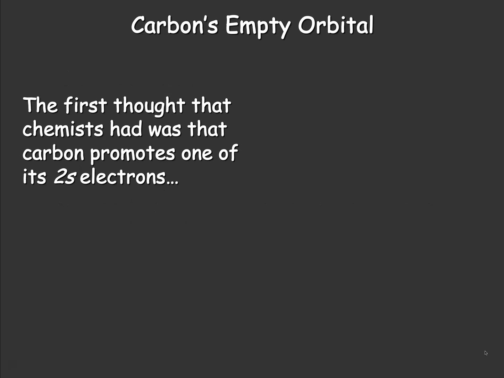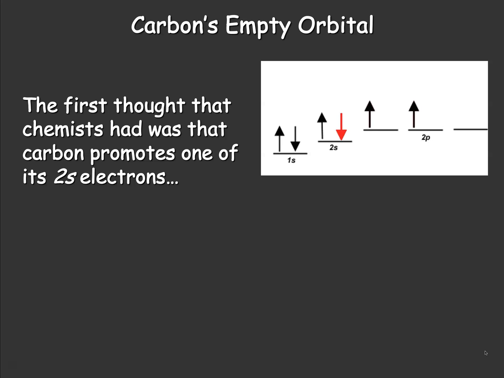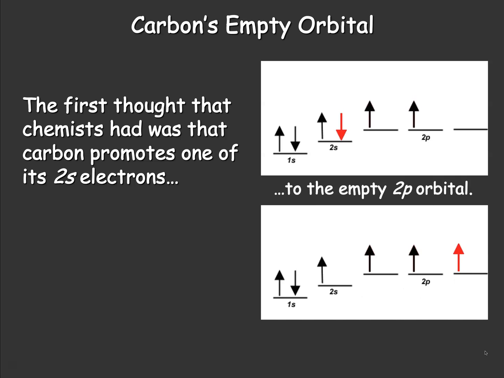Well, the first thought of chemists was, what happens if carbon promotes one of the 2s electrons? The blinking one here in red, we're going to move it to the empty 2p orbital to see what happens if it helps us overcome our issue. So if we do that, then carbon does this. Looking at this now, carbon now has 4 electrons available for bonding, and it should give us 4 bonds. Our problem is solved. We are good to go. Right? Question mark?